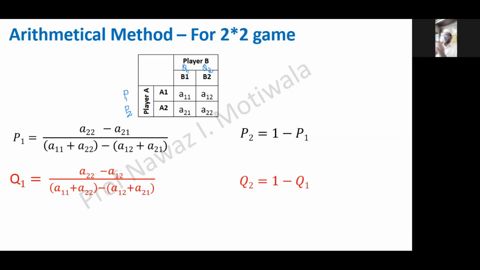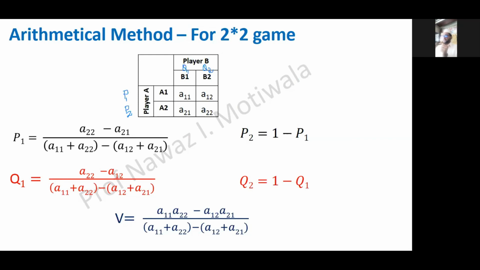अब ये तो बात हो गई कि what are the chances that player A and player B will be using strategies A1, A2 and B1, B2. Now what about the value of the game? लास्ट में जो हमको लिखना पड़ता है, what is the value of game? So again we have the formula, value is equal to, again you will see that the denominator remains the same. The numerator is just how we solve the determinant. It is A11 into A22 minus A12 into A21. Okay, so these are all the formulas which we will use in the arithmetical method for a 2 by 2 game.